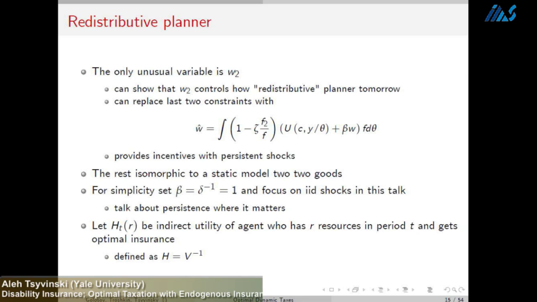Okay, so now I'm going to flip from the dual problem to the primal problem. To do this, let me define another variable. Let me define the object h_t of R, which is the indirect utility of an agent who has resources R in period t and gets optimal insurance from that time on. And this can be defined as just the inverse of this cost function of providing resources, v minus 1.